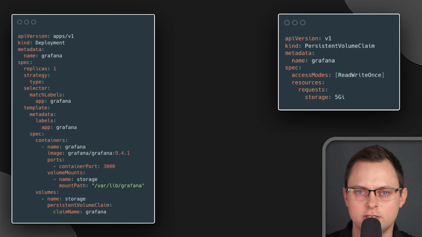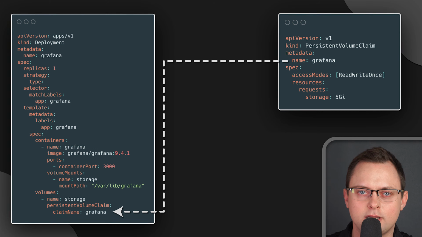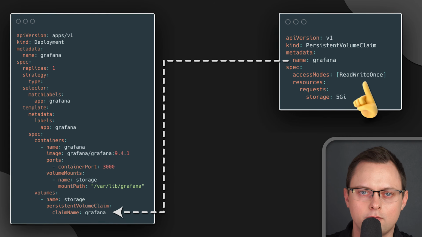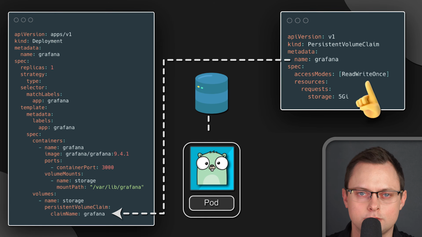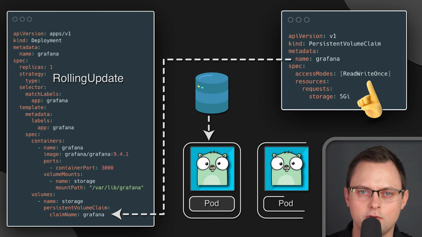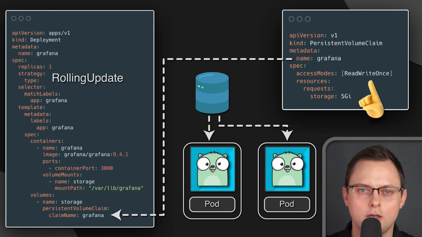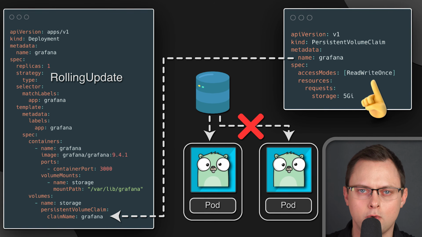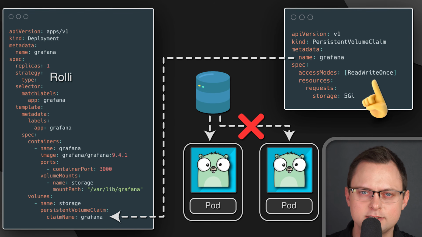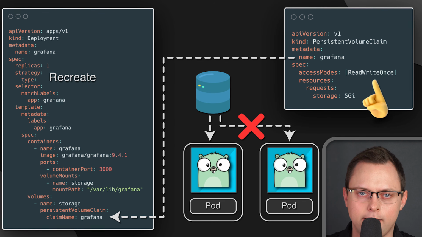Another use case for this approach is with deployments that attach volumes with read-write-once access. For example, with Grafana, if you try to perform a rolling update, it will be stuck because the deployment controller would try to attach existing volume to a second pod, which is not permitted. In this edge case, you can use recreate strategy.